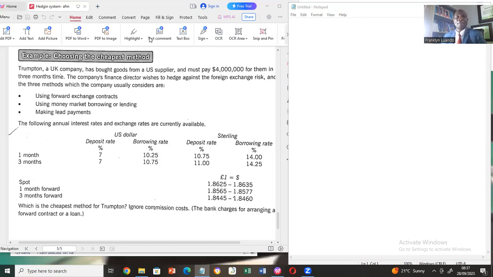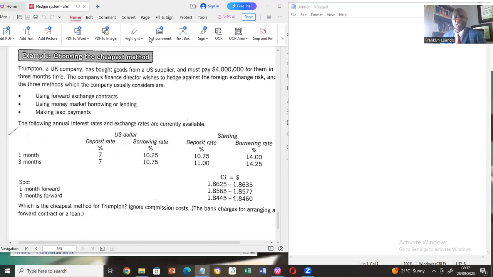Now, when you look at lead payments, lead payments is an internal hedging technique, which is different from the forward exchange contract and the money market. Those two are external hedging systems.